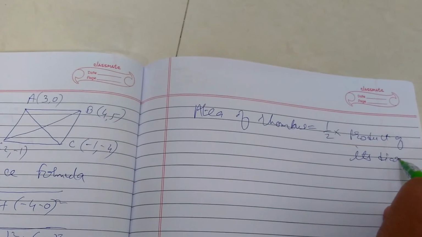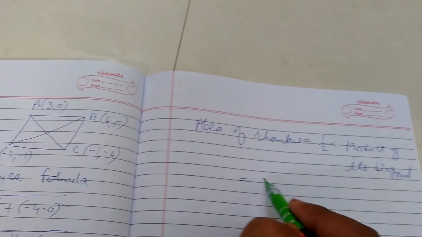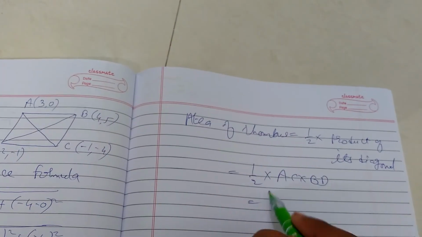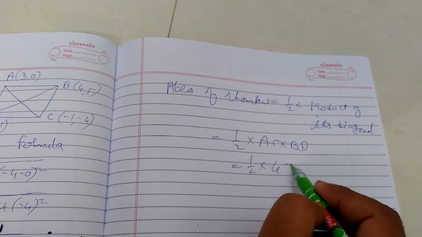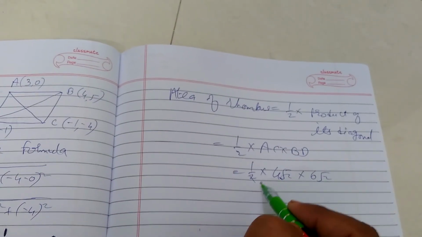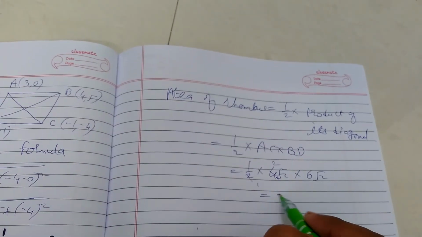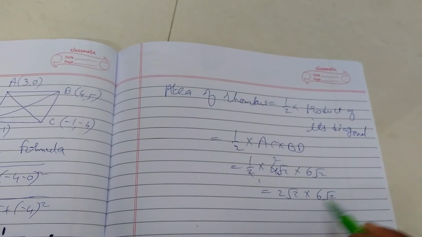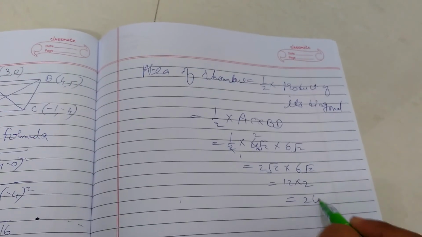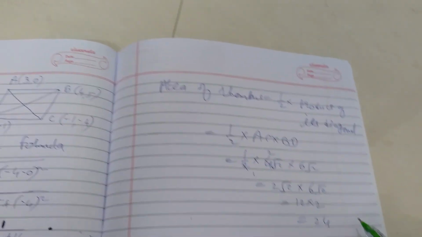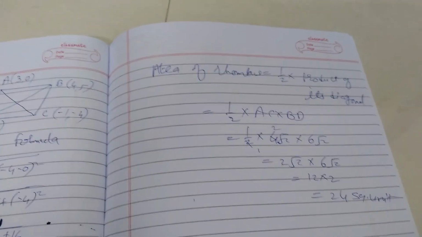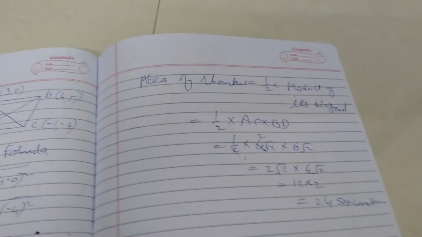Now we find the area of the rhombus. We use the formula half into the product of its diagonals, meaning AC into BD. Here AC is 4√2 and BD is 6√2. Half of 4 is 2, so 2√2 into 6√2. 2 sixes are 12 and √2 into √2 is 2, so 12 twos are 24. This is in square units.